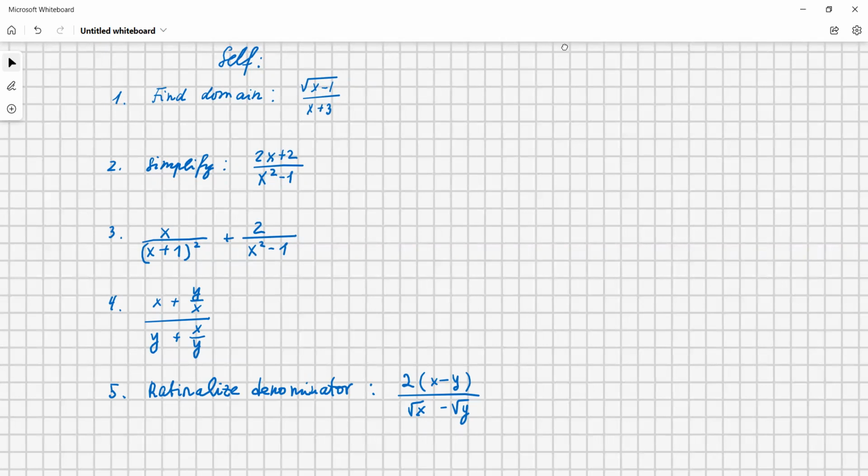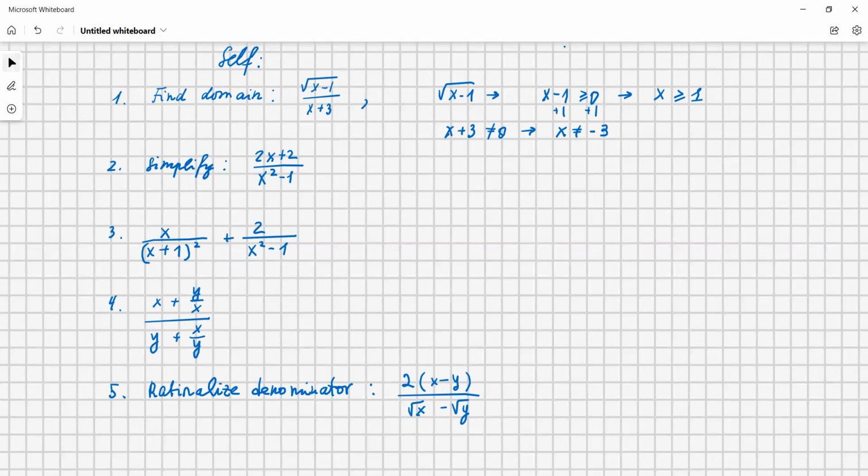For the domain, what do we have? Well, the expression under the square root is supposed to be nonnegative, which means that x minus 1 is supposed to be greater than or equal to 0, or x is supposed to be greater than or equal to 1 if we add 1 here and here. The denominator is going to make x plus 3 not equal to 0, or x not equal to minus 3.